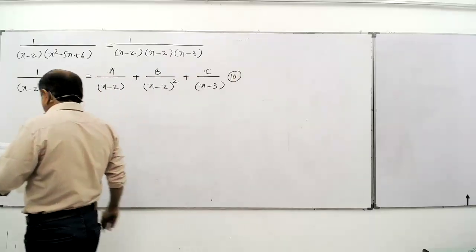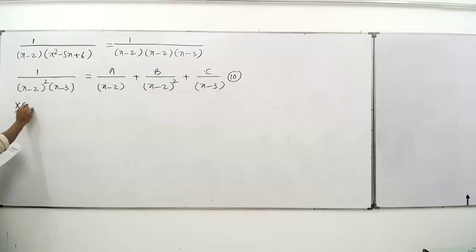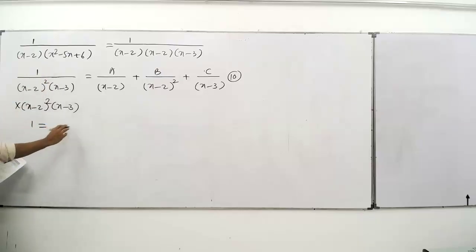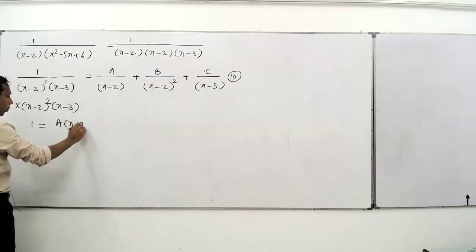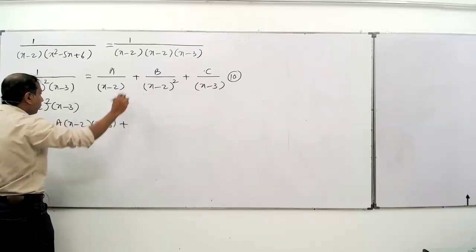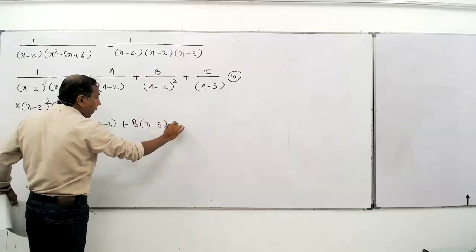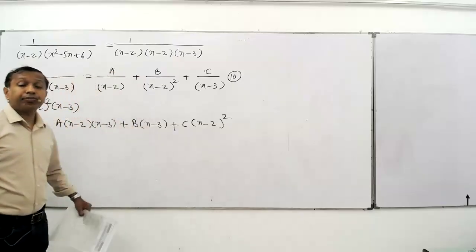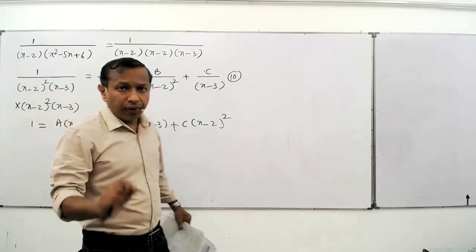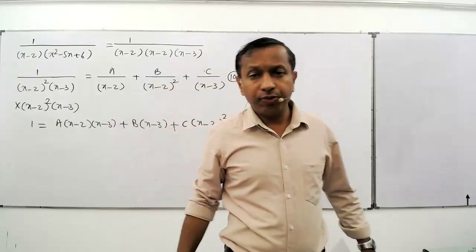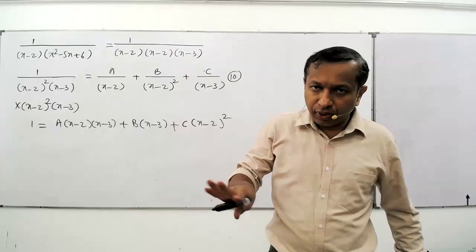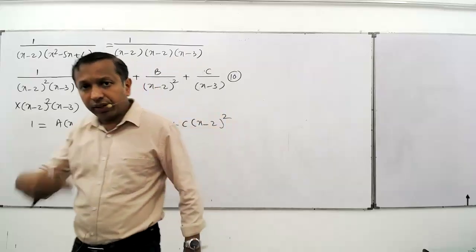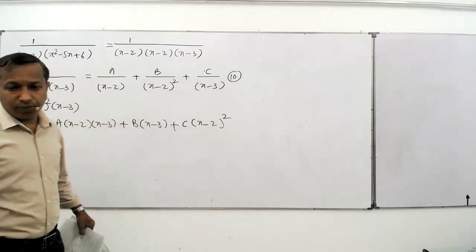Now we multiply both sides by (x minus 2) squared into (x minus 3). This cancels and gives 1 on the left. This place will be A times (x minus 2)(x minus 3), this place is B times (x minus 3), and this place is C times (x minus 2) squared. Remember, we can substitute values for x on both sides to find A, B, C, or equate coefficients and solve the equations in the unknowns A, B, C.